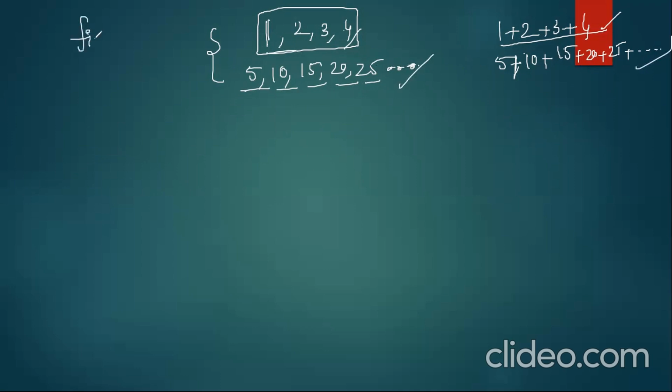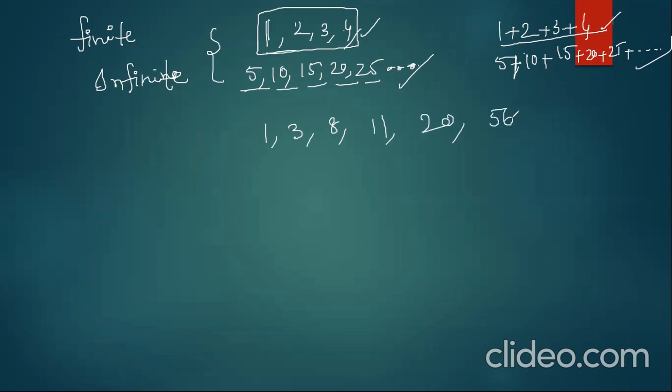So finite series and infinite series, finite sequence and infinite sequence. Now, whether a series is finite or infinite mainly depends upon the number of terms. I can also write a sequence like this: 1, 3, 8, 11, and then 20, 56, 98. Yeah, I can write like this also.